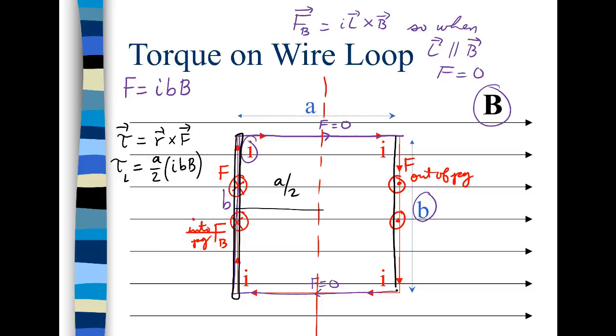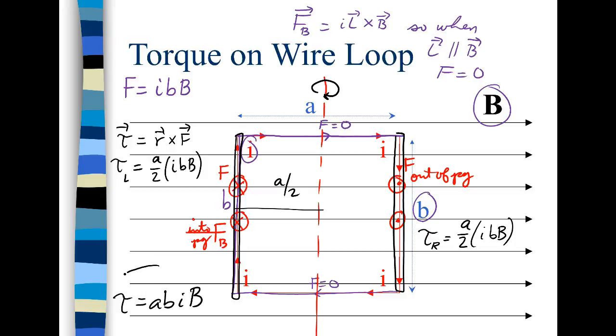But you're also going to have a torque for the right side of this wire, and the torque for that right side will be exactly the same direction. Okay, it's going to cause this whole thing to rotate kind of like so. It's kind of hard to see that, but the left side will be spinning into the page and the right side will be spinning out at you. And it'll be I, b, B. You add those up and the torque on this wire loop is equal to ab times the current times the field. So that is the total torque.